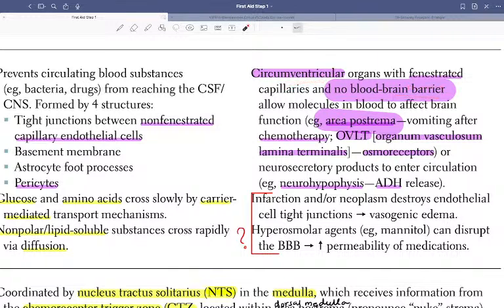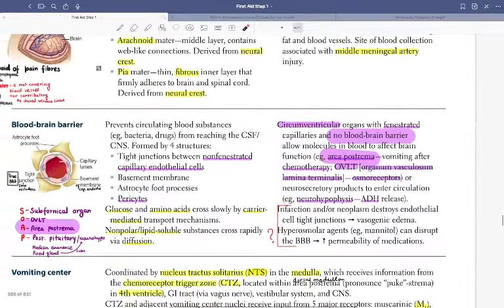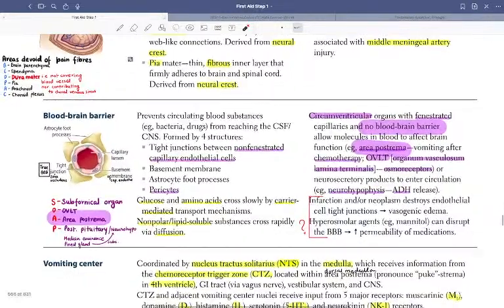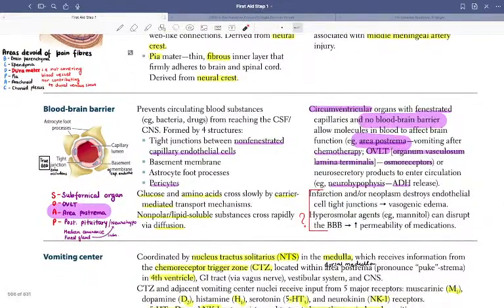Okay, we had SOAP. SOAP was the mnemonic. OVLT was there, the area postrema and all that. SOAP was subfornical organ, OVLT, area postrema and posterior pituitary. And here you can read this also. Area postrema: vomiting after chemotherapy. Vomiting after chemotherapy is due to the area postrema.